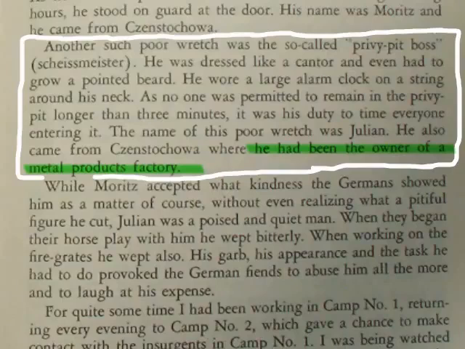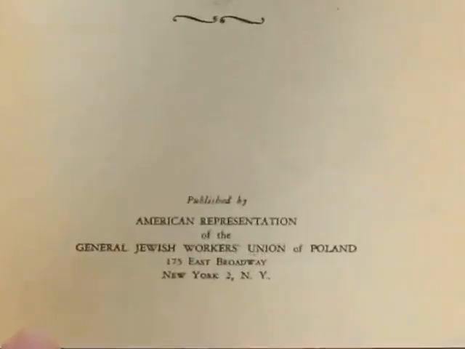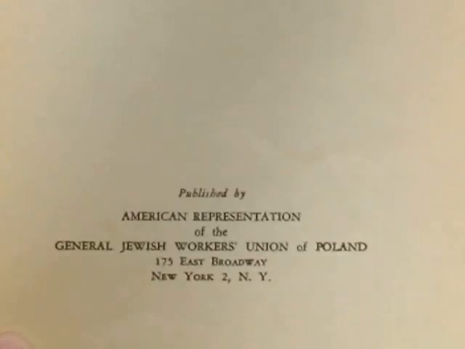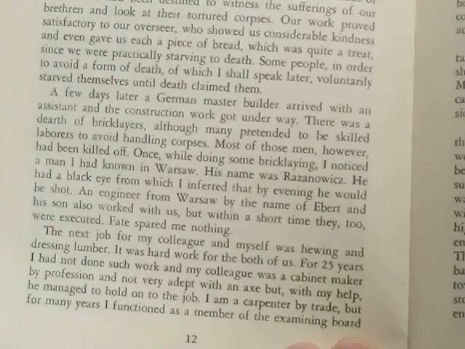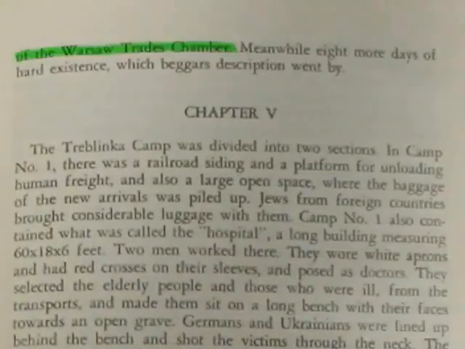Would the German soldiers really have done something this ridiculously theatrical? And owner of a metal products factory. Consider, this book was published by the American representation of the General Jewish Workers' Union of Poland. And on page 12 Wernick writes, "I am a carpenter by trade, but for many years I functioned as a member of the examining board of the Warsaw Trades Chamber."